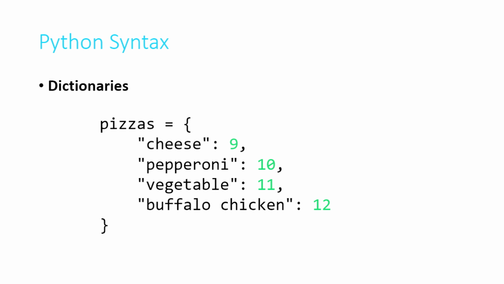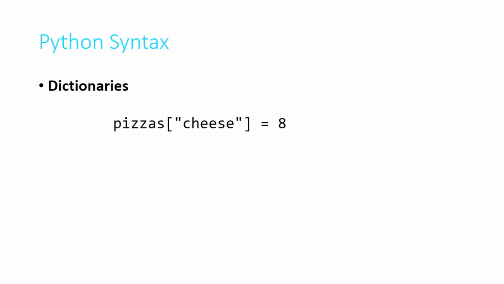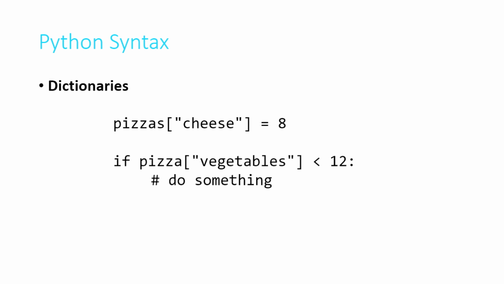I can change the value of different key value pairs in the dictionary as well. So I could say pizzas, square bracket, cheese equals 8. And now the key cheese is not associated with 9. It's associated with 8. I could use the different keys in my dictionary in Boolean expressions like this. If pizza, square bracket, vegetables is less than 12, I could do something. I can also add new keys to the dictionary, key value pairs to the dictionary, without having to do anything crazy. Pizza's bacon, that key didn't exist before, equals 14. Now we have a dictionary that has 5 different key value pairs in it. Again, pretty straightforward to do.